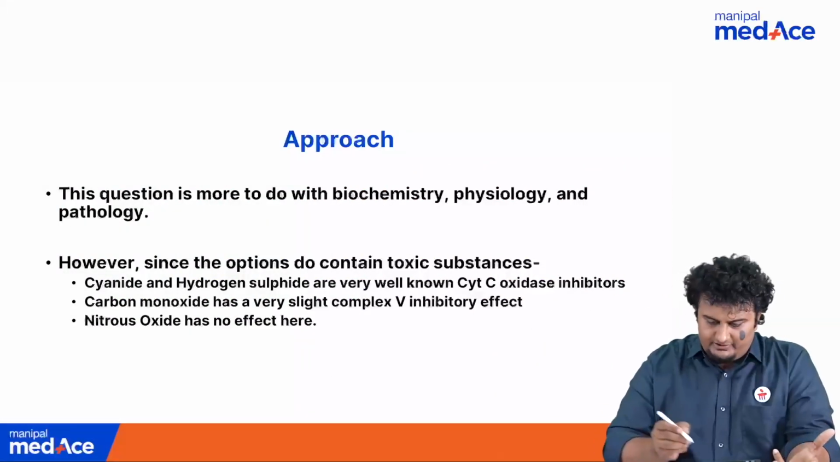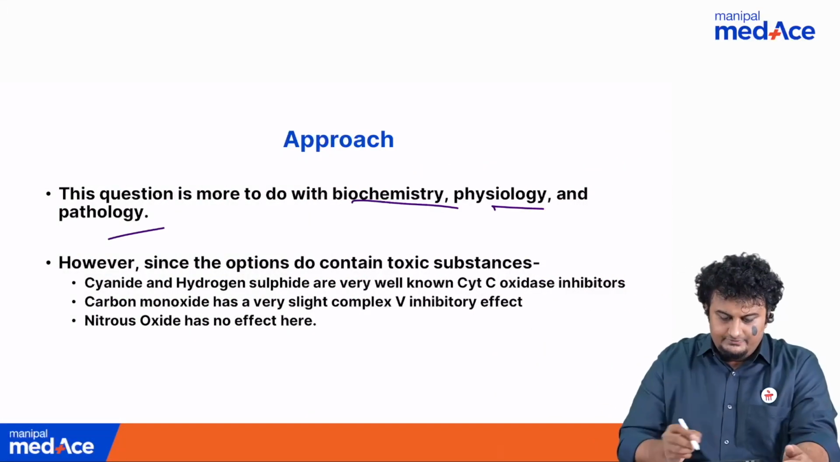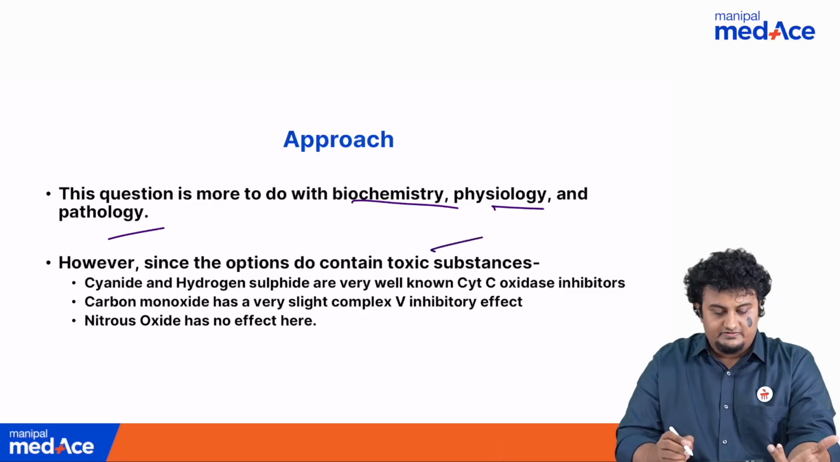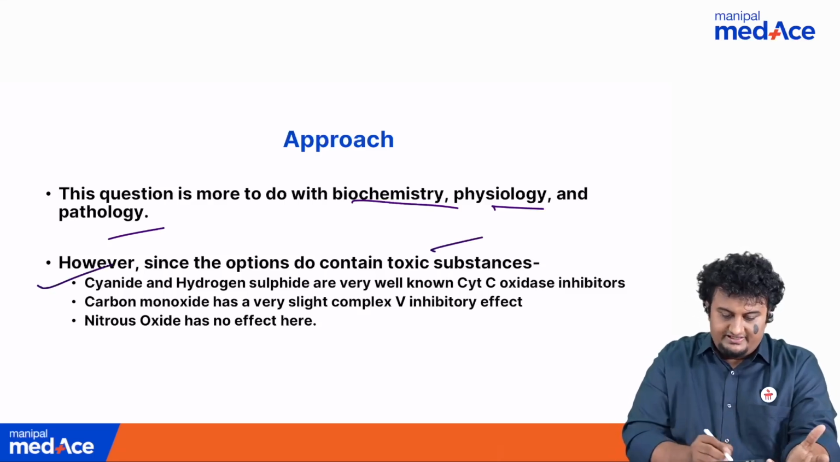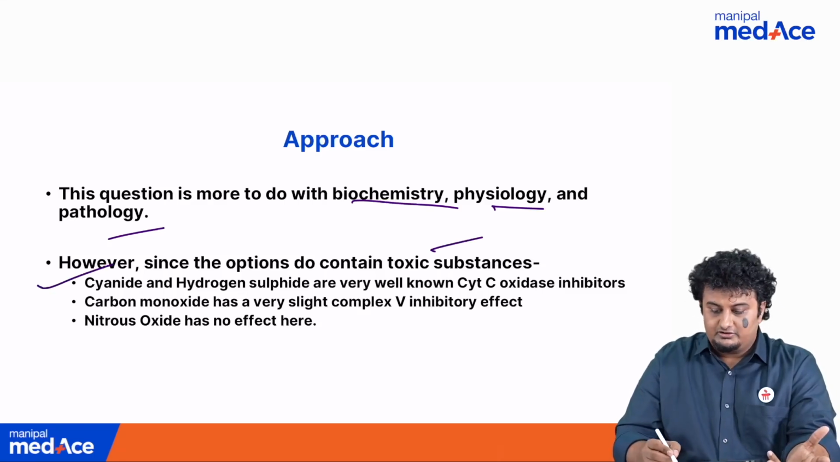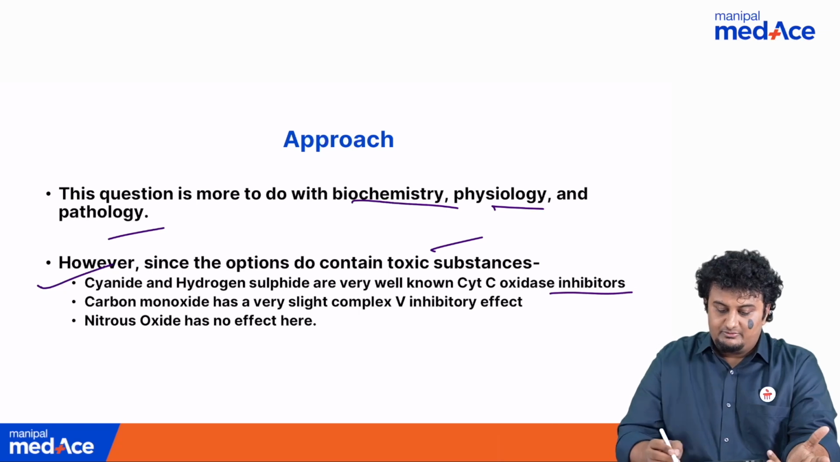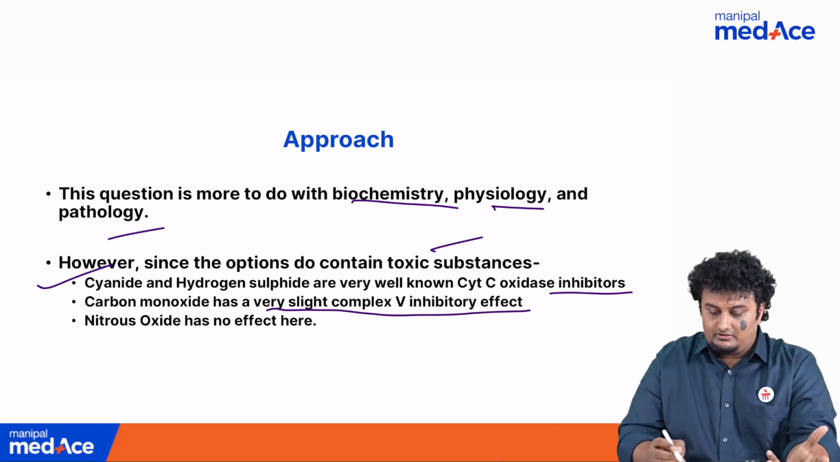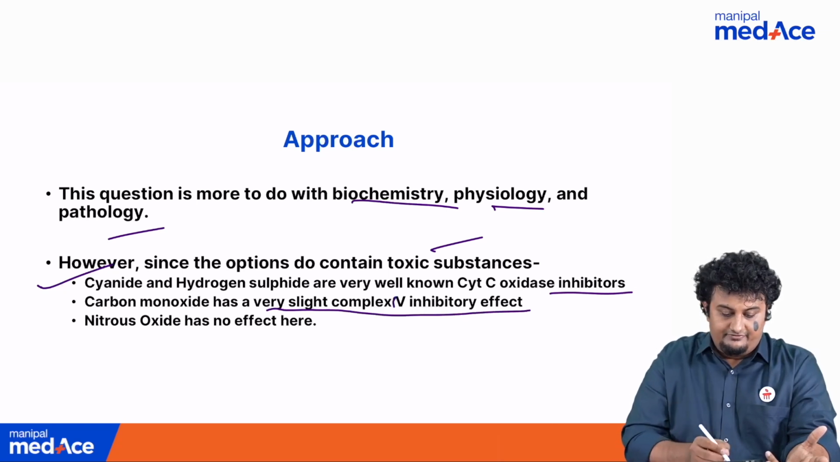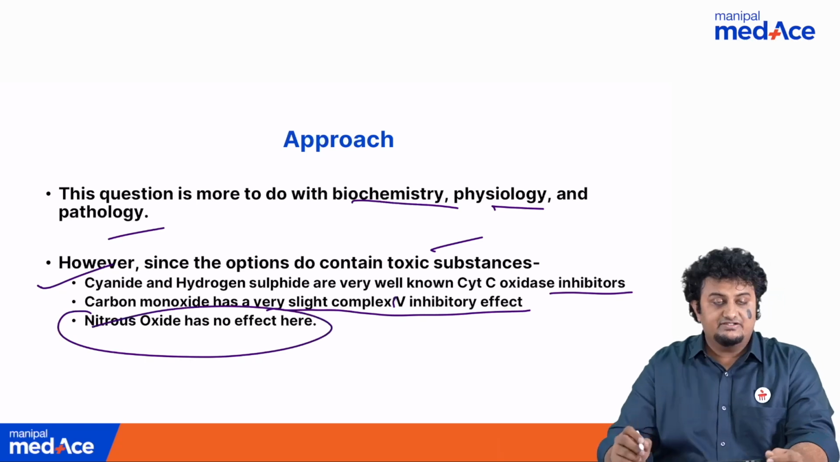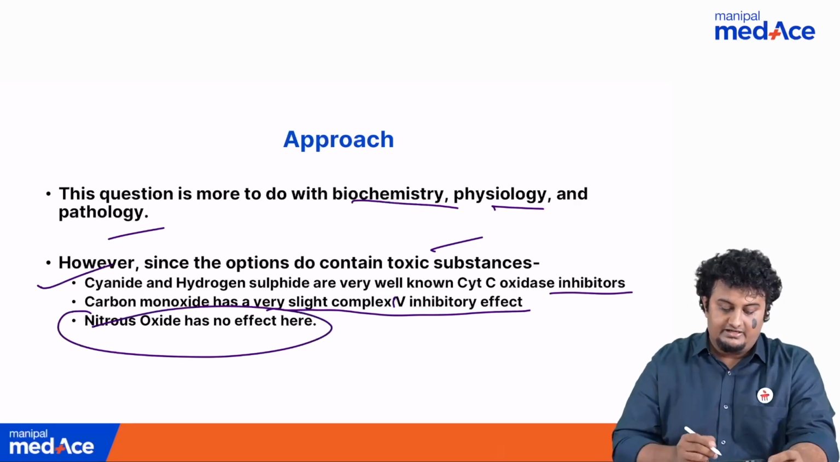Now, this question has more to do with biochem and physiology and pathology, like I said. However, since the options do contain toxic substances, let's go through them. Cyanide and hydrogen sulfide are very well known as cytochrome C oxidase inhibitors, whereas carbon monoxide has a very slight complex 4 inhibitory effect, and nitrous oxide has no effect here. So this is the right answer.